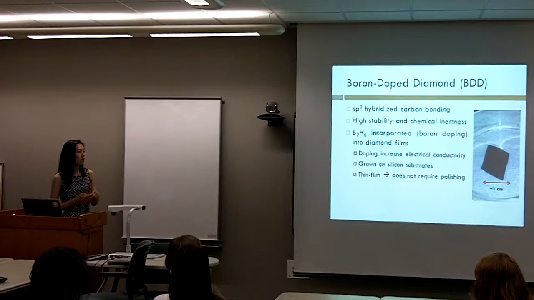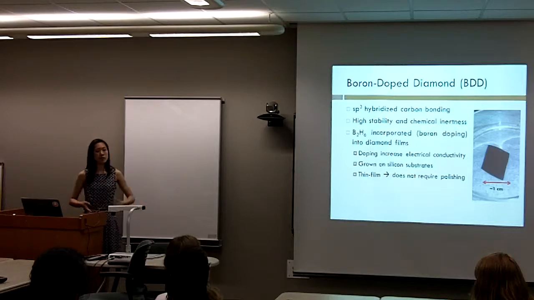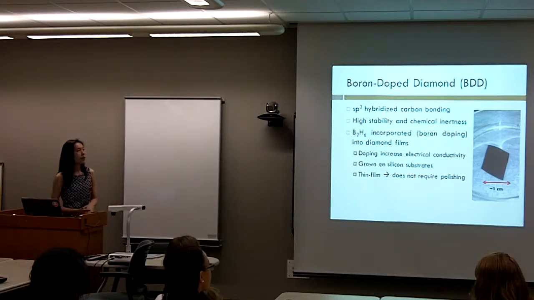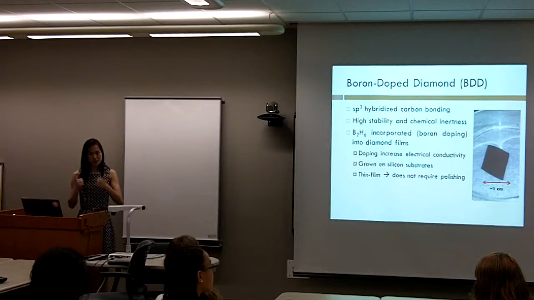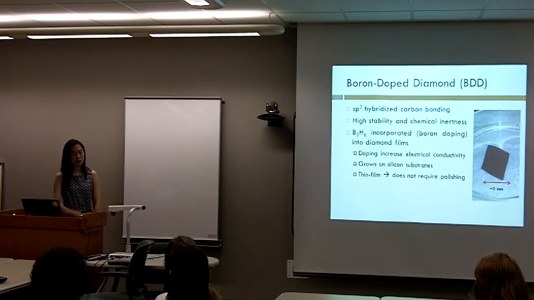Boron is incorporated into the diamond films during growth, and this is known as boron doping. Essentially, doping increases electrical conductivity, so the greater the level of doping, the greater the level of electrical conductivity. The diamond thin films are grown on silicon substrates, and because it's a thin film, it doesn't require any polishing, so that's good. And you'd probably have a pretty difficult time trying to polish a diamond. So that's your diamond electrode.